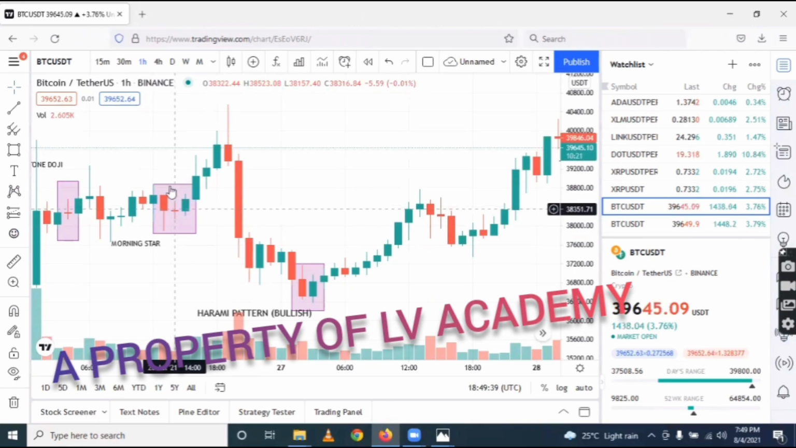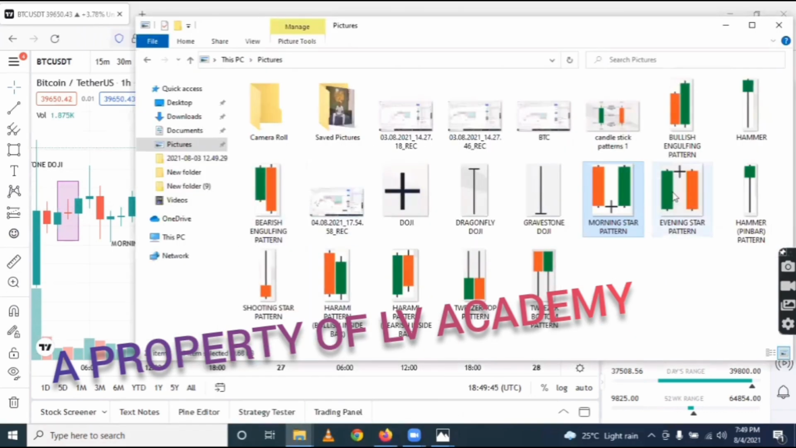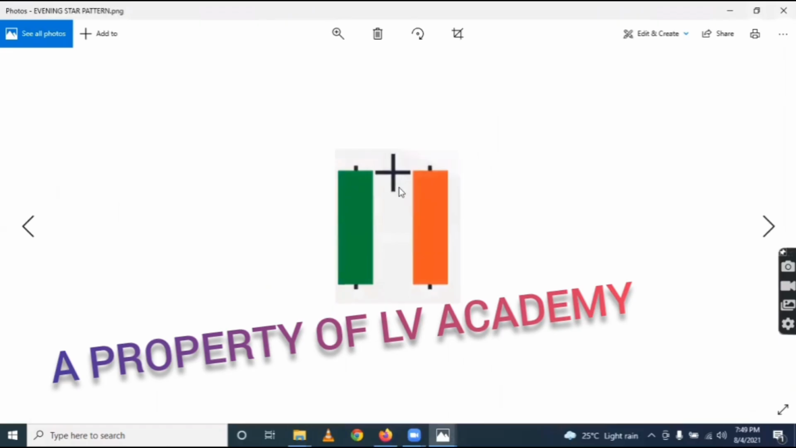Then the next one is the evening star pattern. What's the evening star? The evening star pattern is the opposite of the morning star pattern. Like I said, the morning star is bullish, the evening star is bearish. So it's just the opposite of the other one. You see a green candlestick, then indecision, then a bearish one, telling you that the sellers are entering the market, telling you that price is most likely to continue to the downside. Then prices will start dropping.